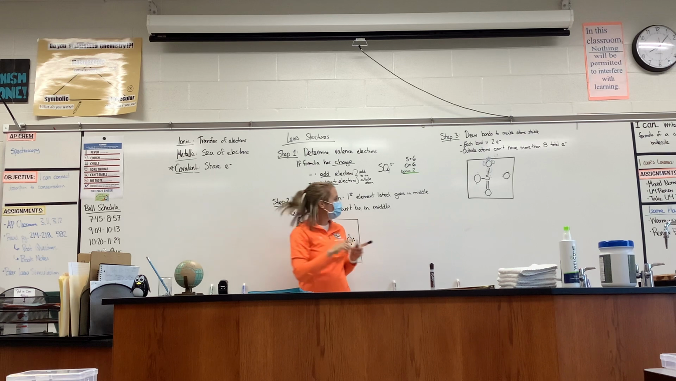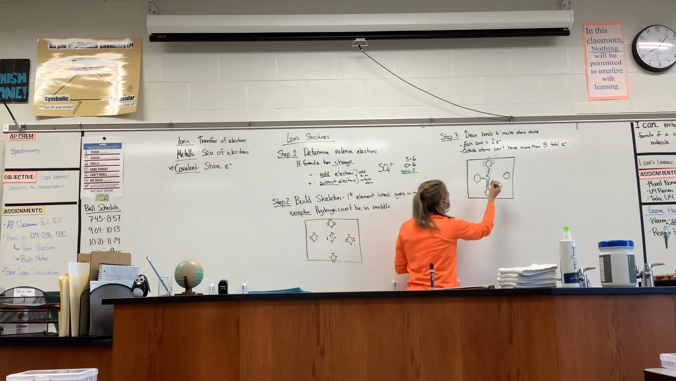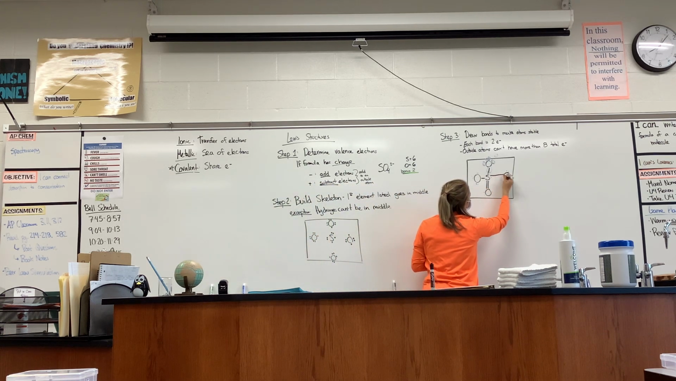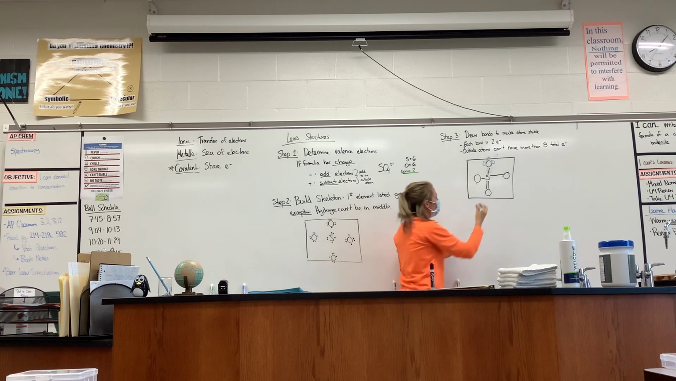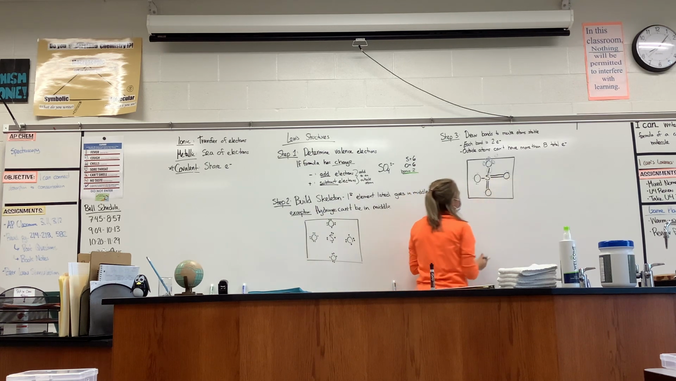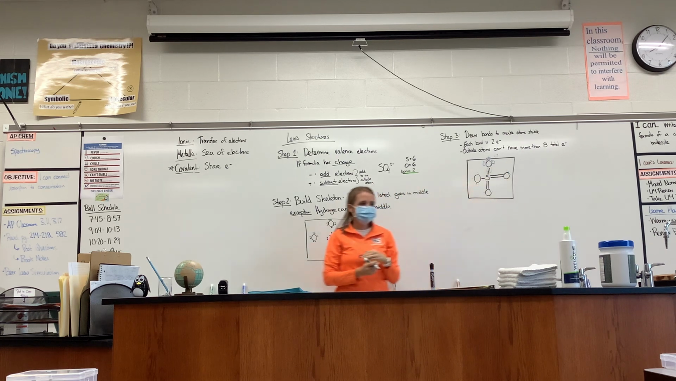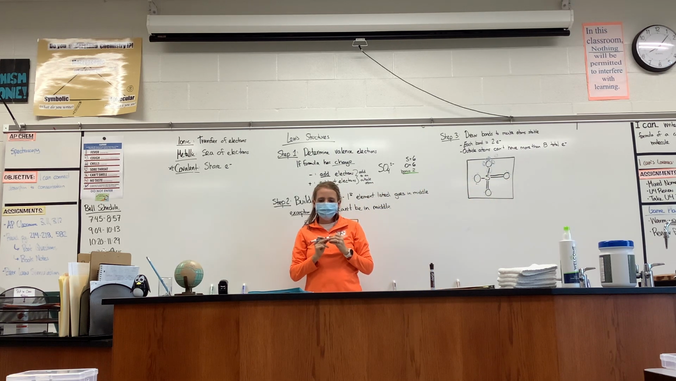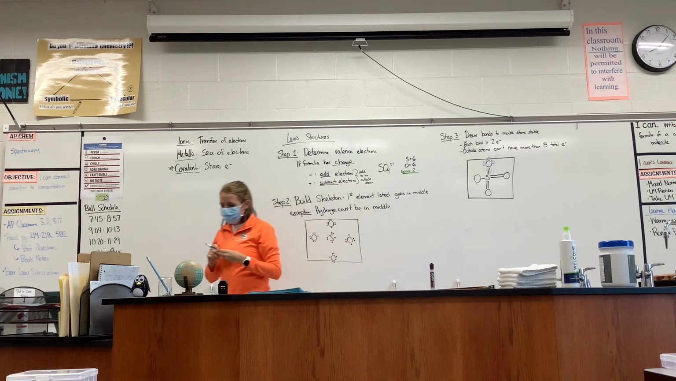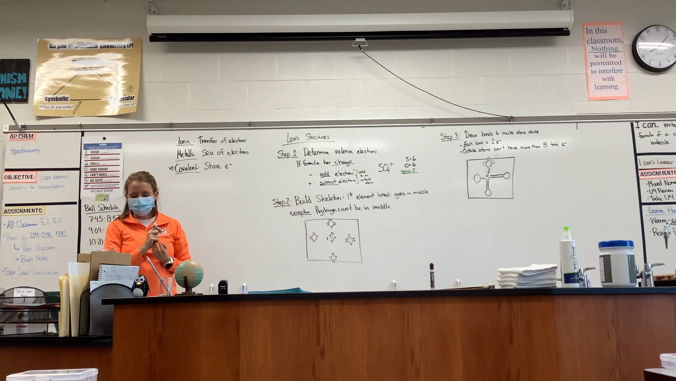He's happy. Coming over here, do one line. Once again, still lacking. Draw a second line. Check your count. 2, 4, 6, 8. Questions on step 3 for drawing the bonds?